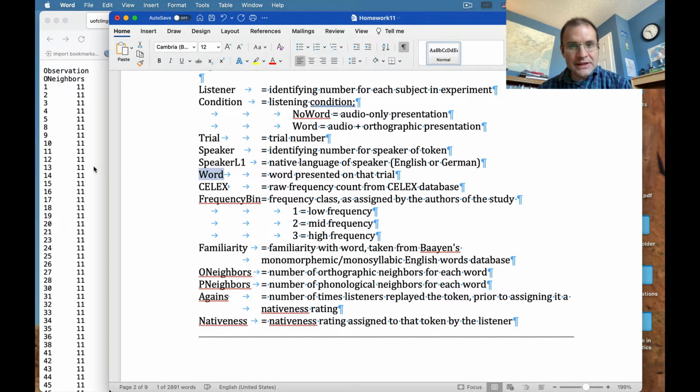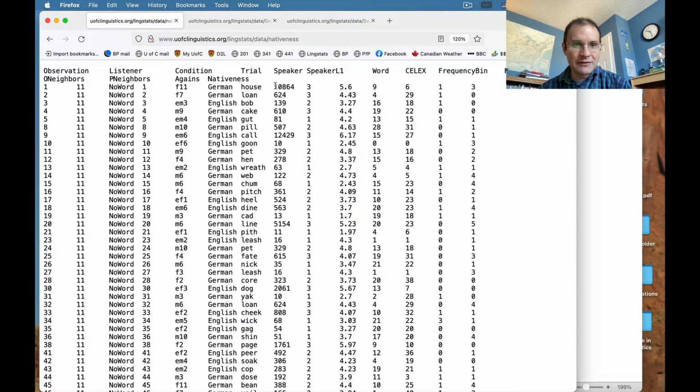CellX is the raw frequency count from the CellX database. So that could be a very large number in the case of house, or it could be a very small number, like in the case of goon. I guess this is before I moved to Canada, so people didn't talk about goons and hockey all that much.